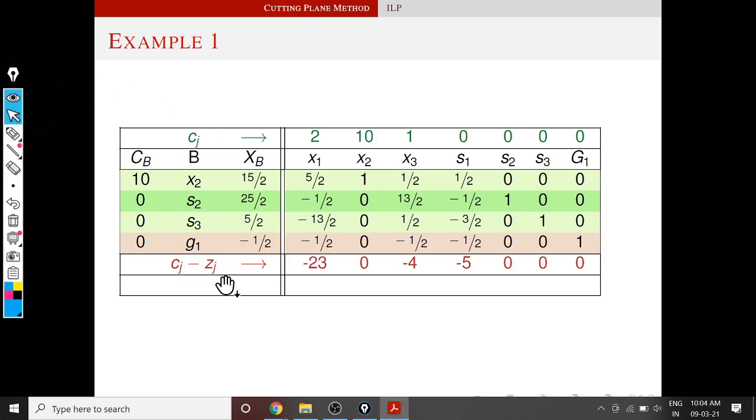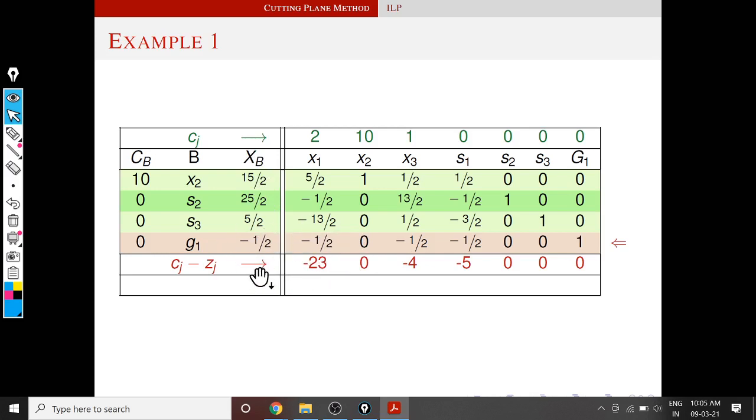Okay, so what is cj minus zj? This is minus 23, 0, minus 4, 5. Compute cj minus zj, 0 minus 4. Then in the dual simplex method, what do we do? We choose a leaving element. How to find the leaving element? Now g1 is basic. We have to choose the maximum with the negative value. So here g1 is the leaving variable. Here in XB only one is negative, that is minus half.